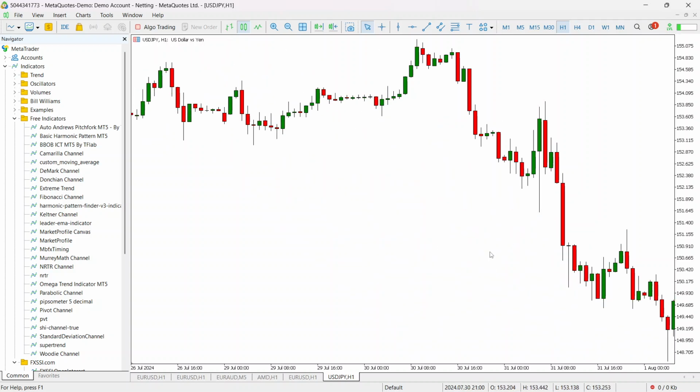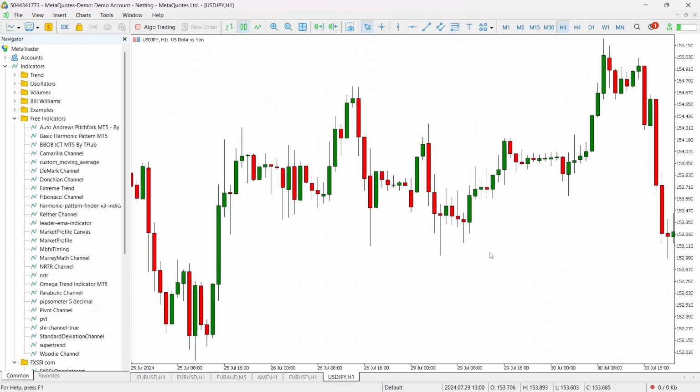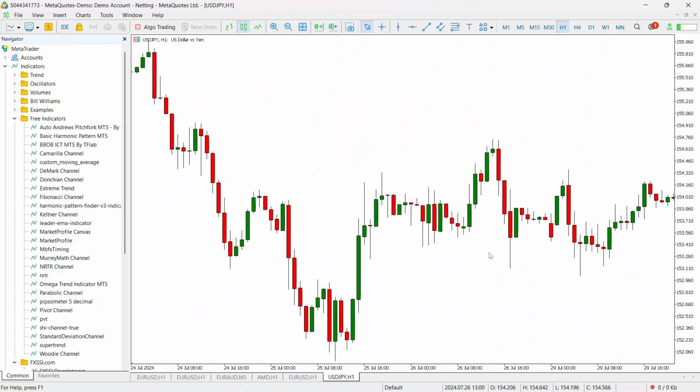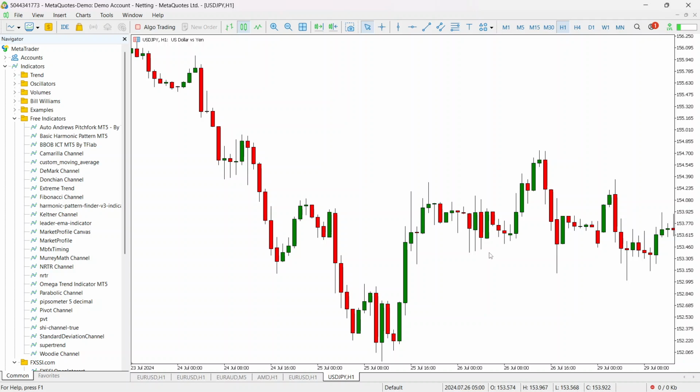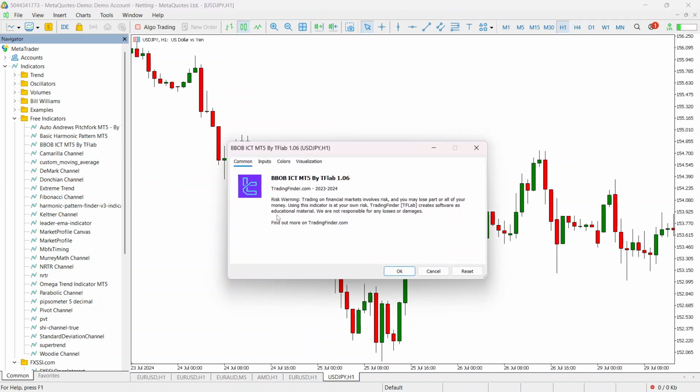In this video we'll cover how this indicator marks order block zones on the chart, what they imply and what settings it provides. At this point I will load the indicator on the chart so you can see how it looks in real time.